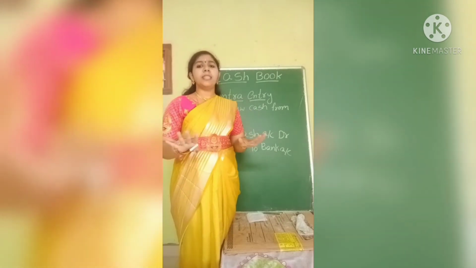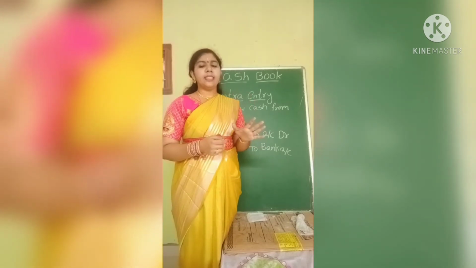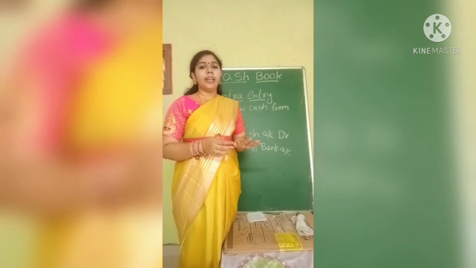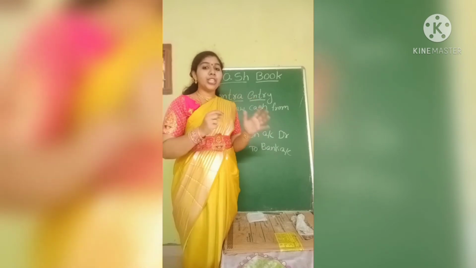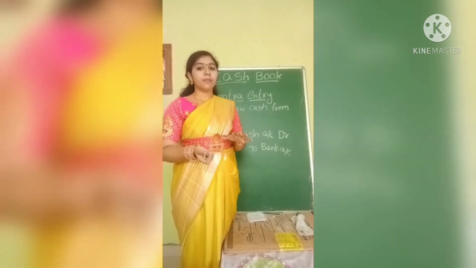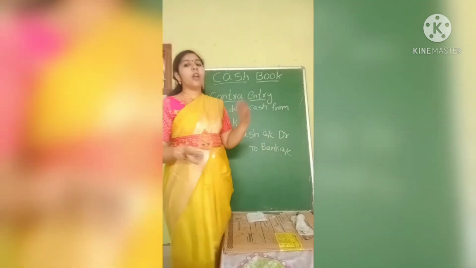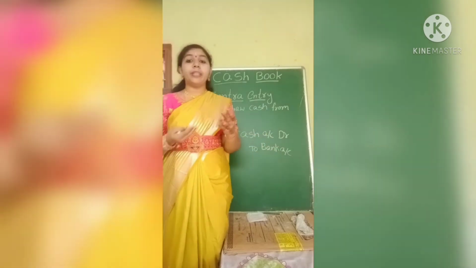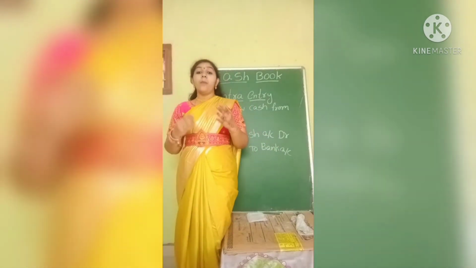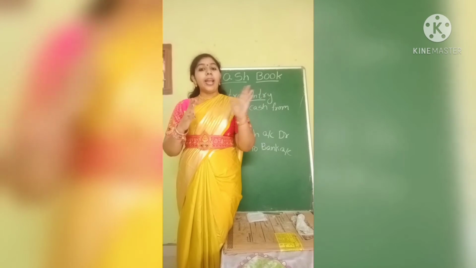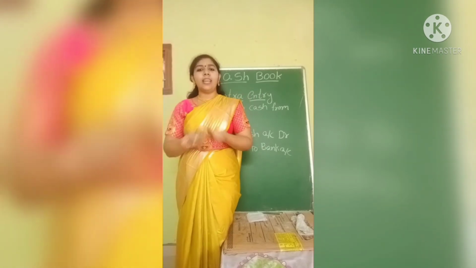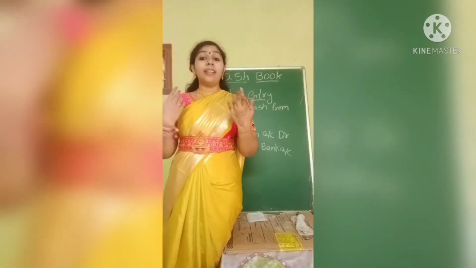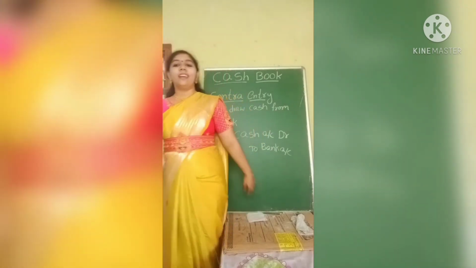We can simply say any entry which contains cash and bank, either cash in debit or bank in debit, whatever it may be, the entry which has both cash and bank will be written as a contra entry.